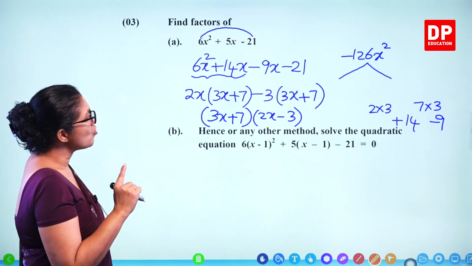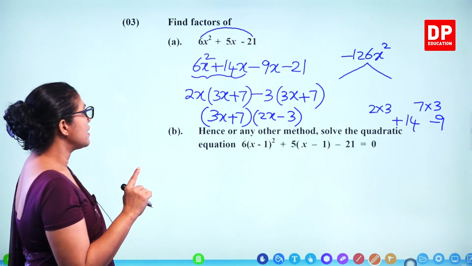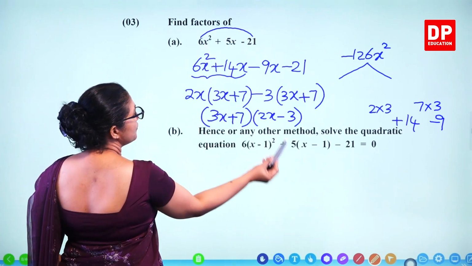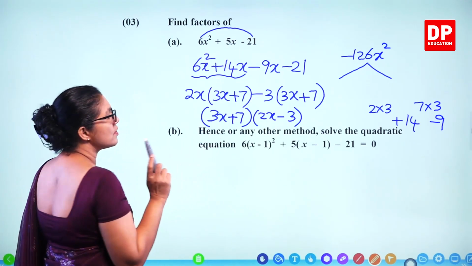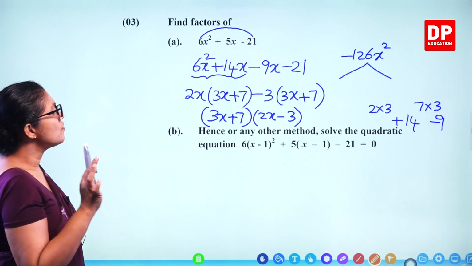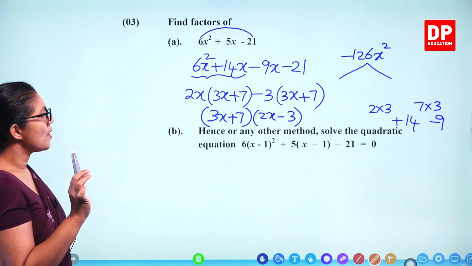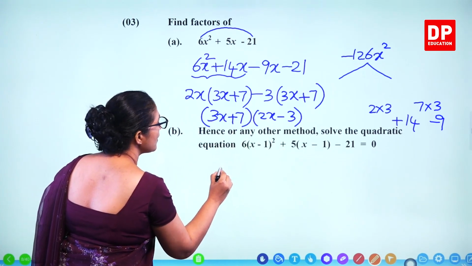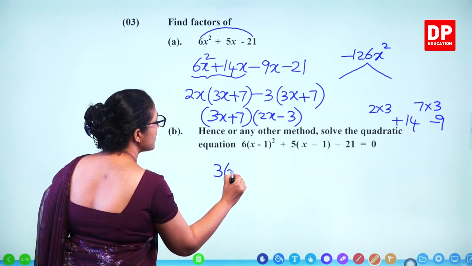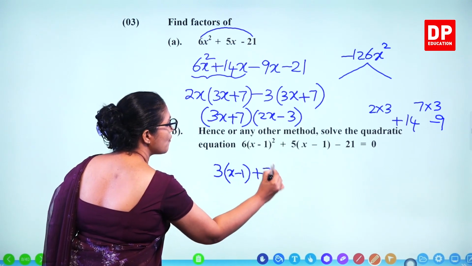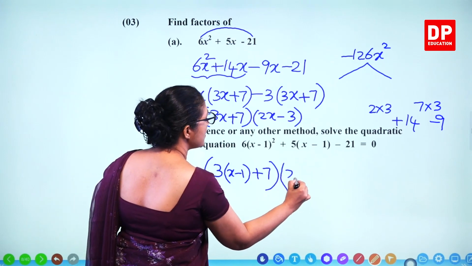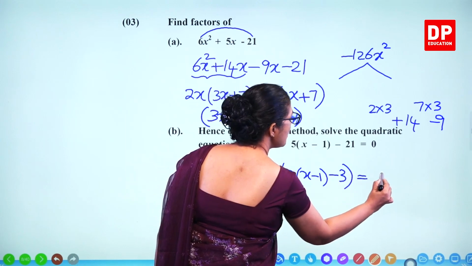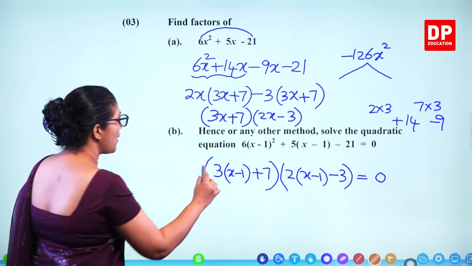The next one, hence or any other method, solve the quadratic equation. Look at this carefully. Look at these two equations. So same equation, instead of x, that's x minus 1. So we can write down the factors using that. 3 instead of x, that's x minus 1. That's one factor. The other one is 2 times x minus 1 minus 3. That's equal to 0. Now expand the brackets.